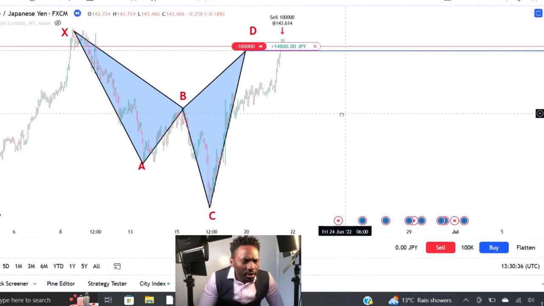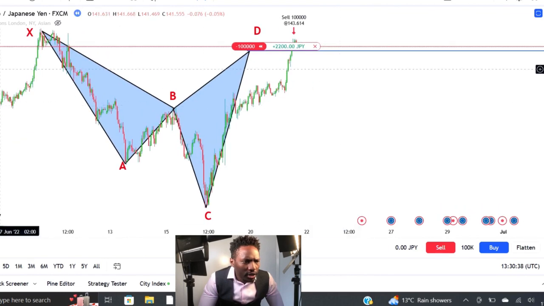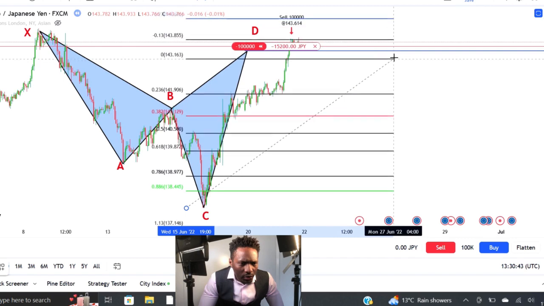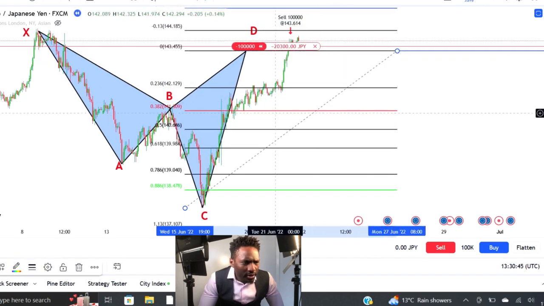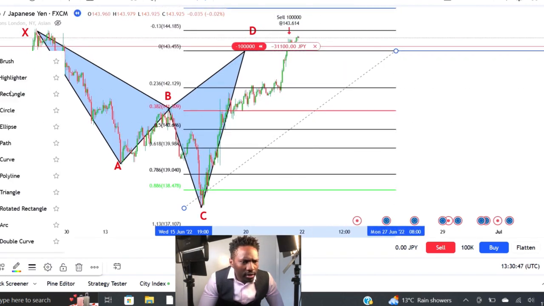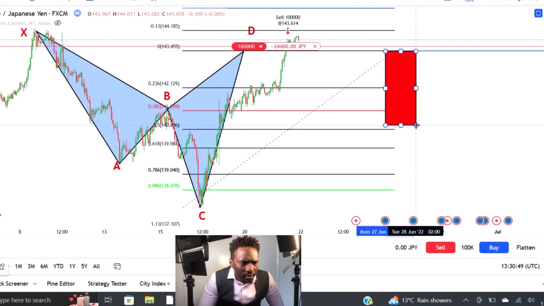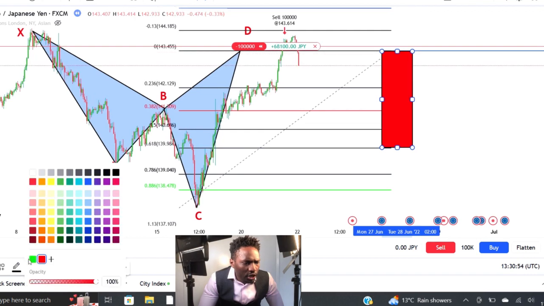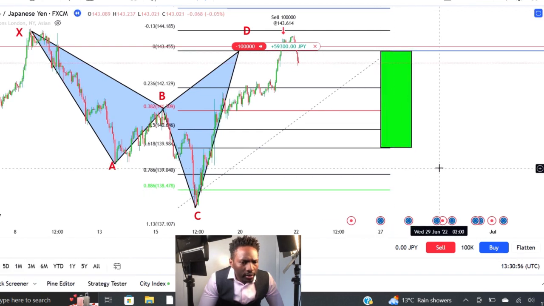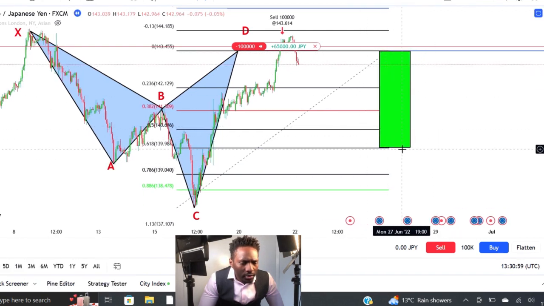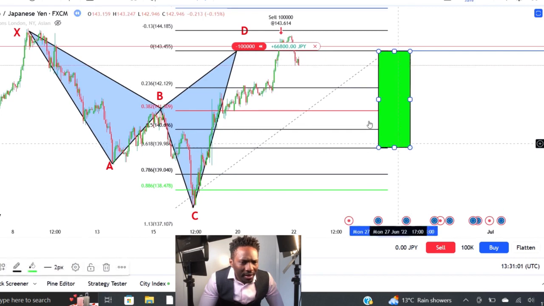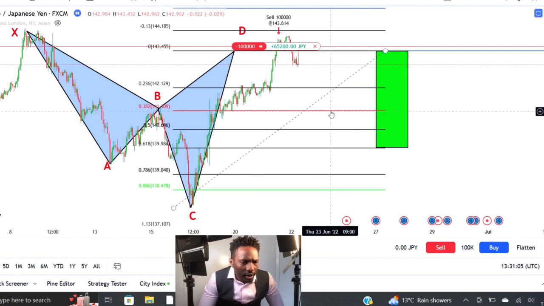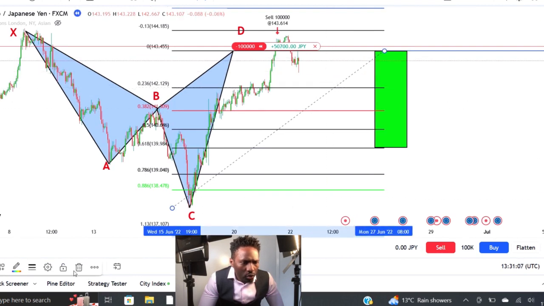Now, in terms of a target, like I just mentioned, I'm going to be aiming for just 1 target of the Cypher pattern, and that's going to be the 618 retracement of the C to D leg. So this is where my target is going to be, the 618 Fibonacci retracement. I will change that to green. If the market does come down all the way to this point, this is where I'm going to be exiting the market.